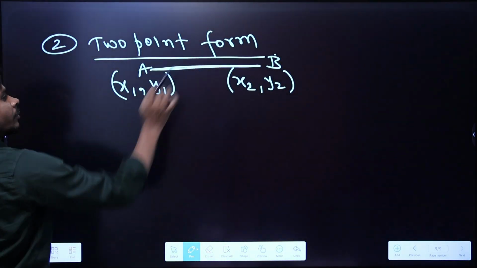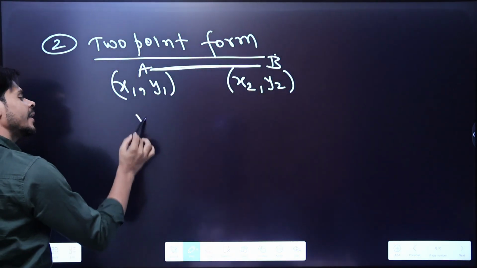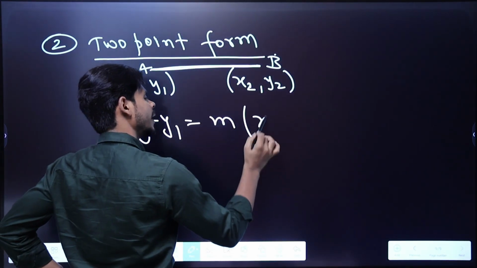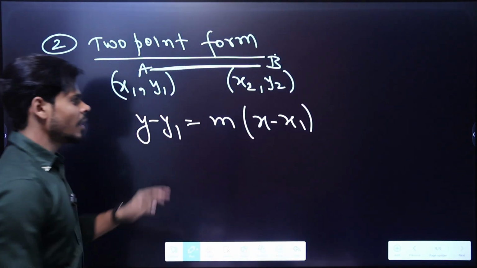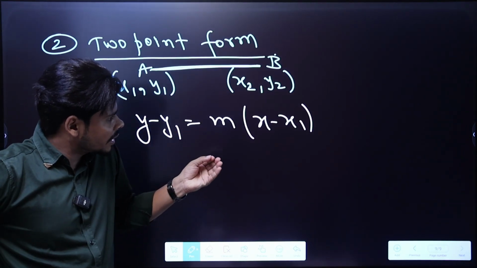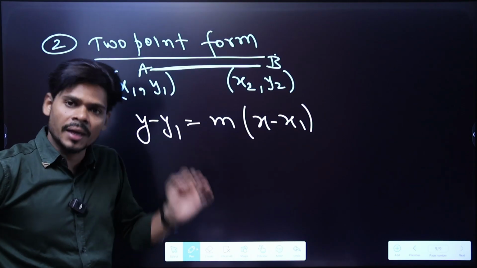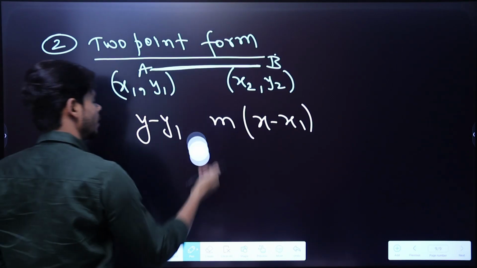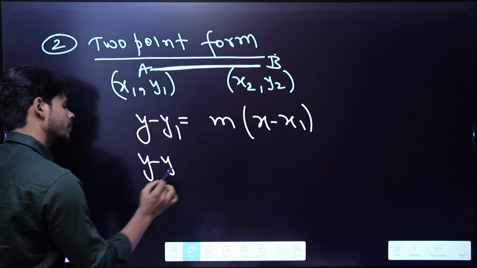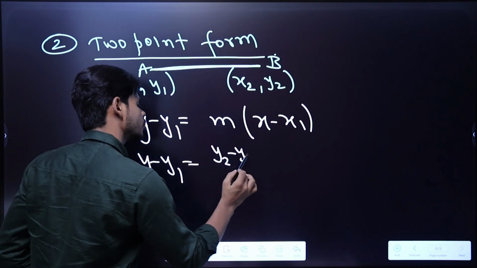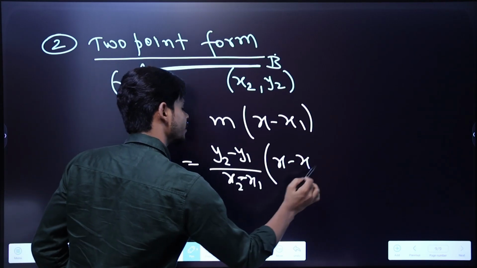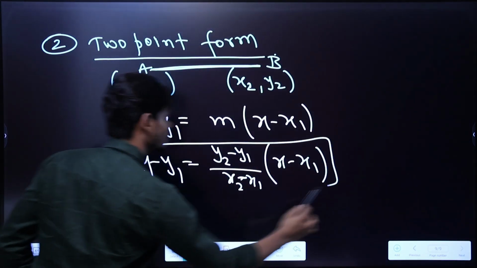Now let me make you understand how you will find it. Again y minus y1 is equal to m, then x minus x1. Now you will say, sir, this is exactly the same equation that you just explained in the 1-point slope form. Correct. What is the difference over here? Let me tell you. What is the formula of m basically? m is y2 minus y1 divided by x2 minus x1, and then x minus x1. So this is the difference only, nothing else.